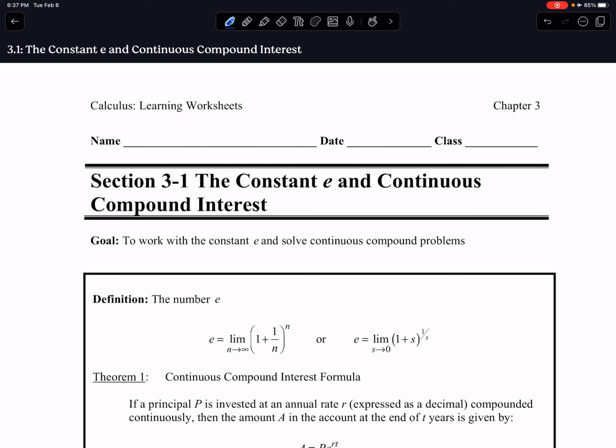Welcome to section 3.1, the constant e and continuous compound interest. Our goal is to work with the constant e and solve continuous compound problems.